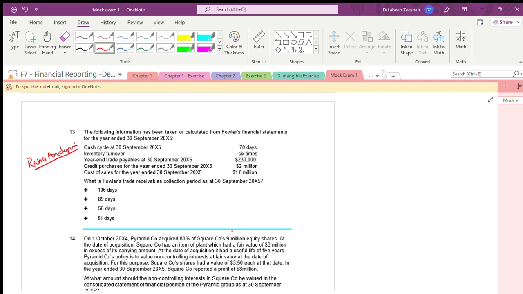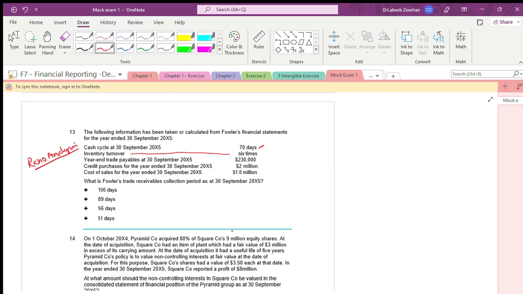You have the cash cycle. How many days is the cash cycle? It will take 70 days. Year-end inventory: how many days does inventory take to convert into cost of sales? It is 6 times. Inventory is turned over 6 times yearly to convert into cost of sales.